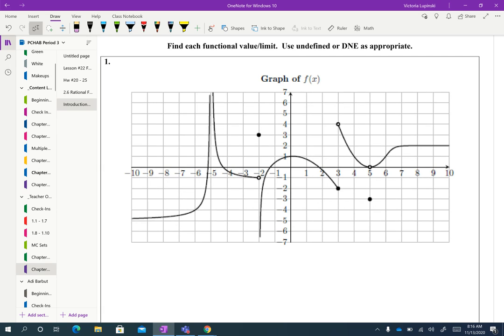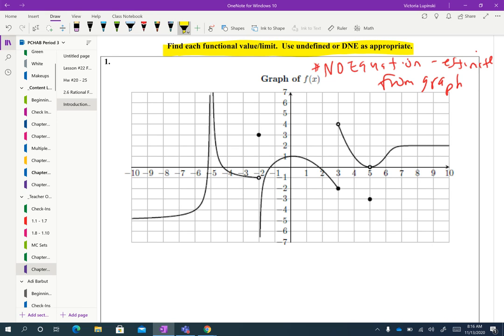So this is a graph that would not have a nice simple equation. It's not something that you could find. It's something that would just have to be given to you. So that's definitely something that we want to make a note of here. So there's no equation, which means you have to estimate from the graph only. And the values are pretty identifiable, so that really shouldn't be an issue. You're going to find each functional value or each limit, and you're going to use undefined or DNE as appropriate.